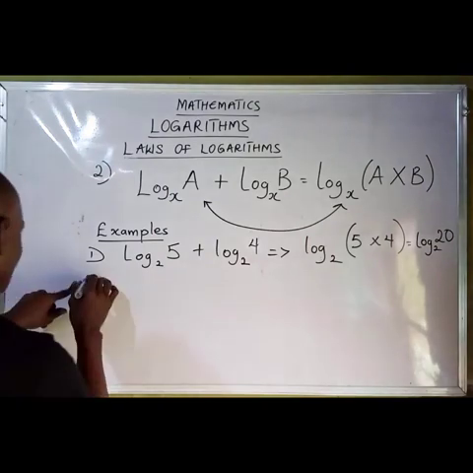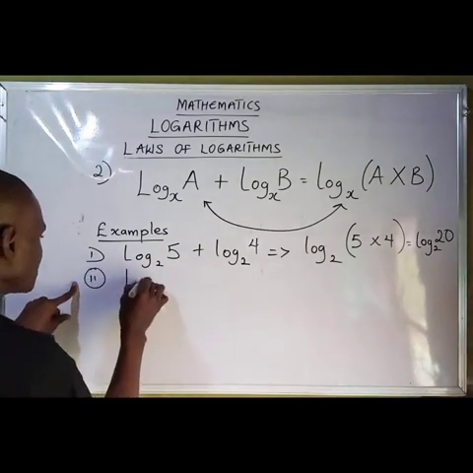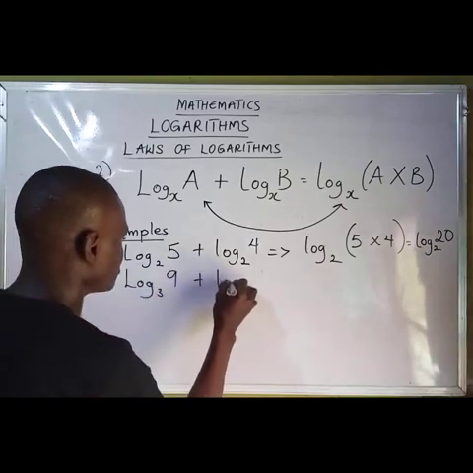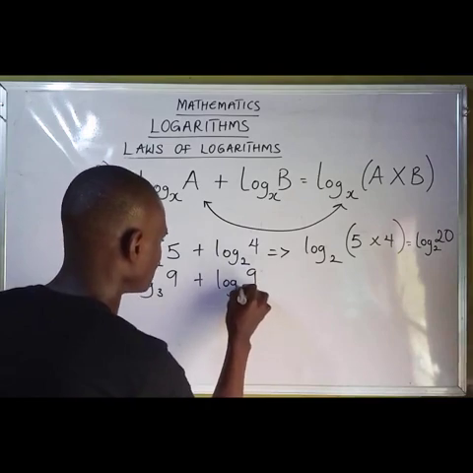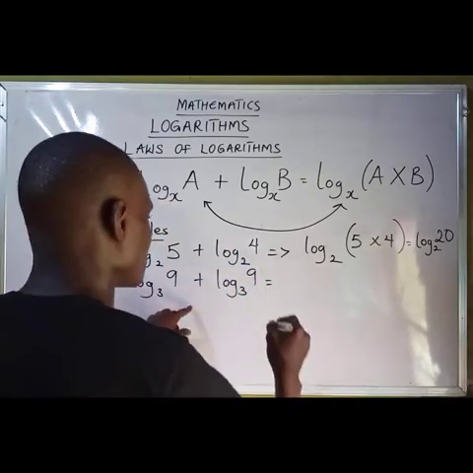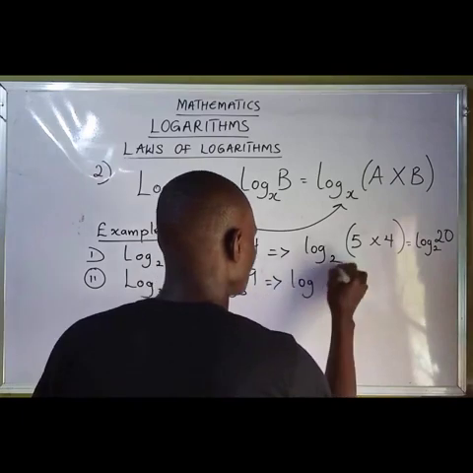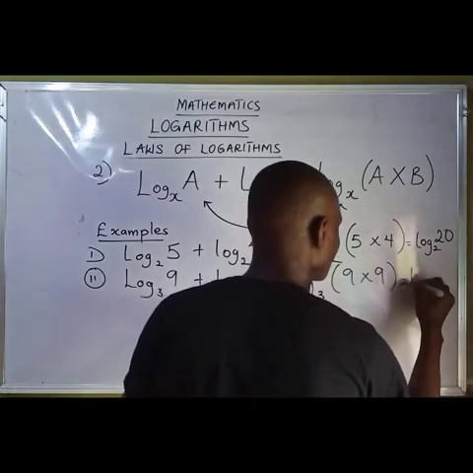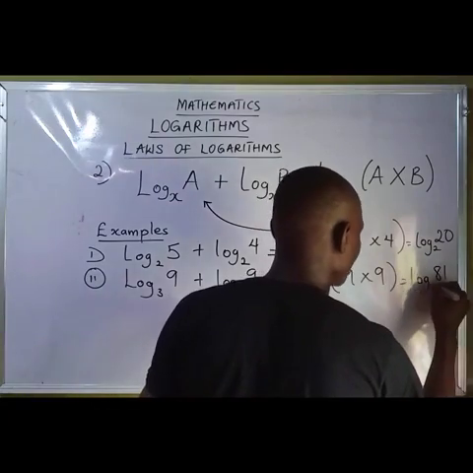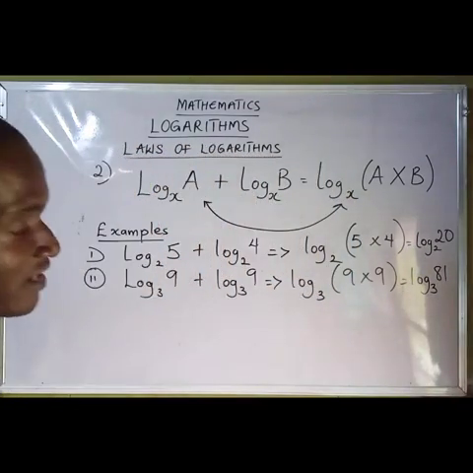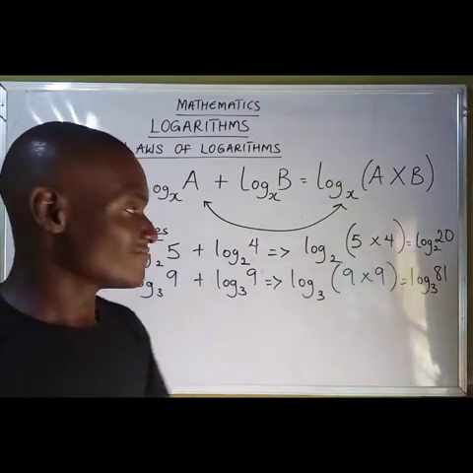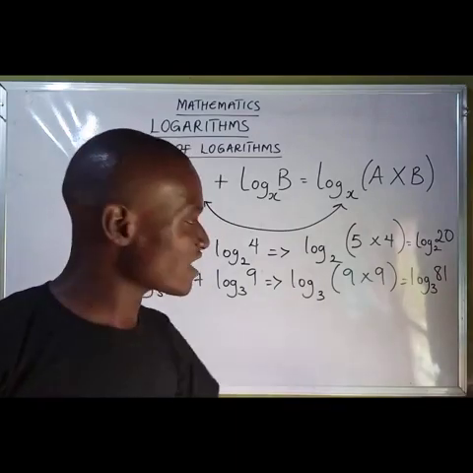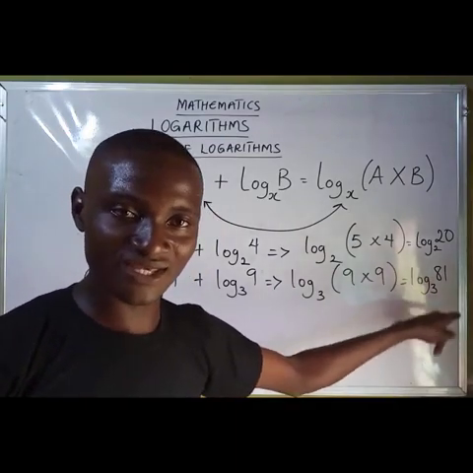Let's take another question. Question 2. What is the logarithm of 9 to the base of 3 added to the logarithm of 9 to the base of 3? This is going to become the logarithm of 9 times 9 to the base of 3, and that is the logarithm of 81 to the base of 3. Now, there is still something I can do to this, but when we get to that law, I will show you what you are supposed to do, and why we should not leave this answer the way it is.